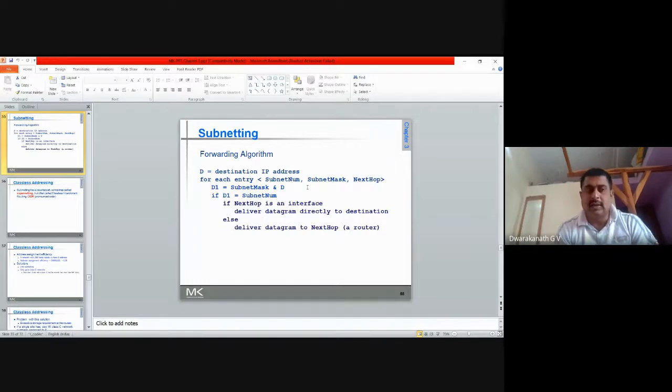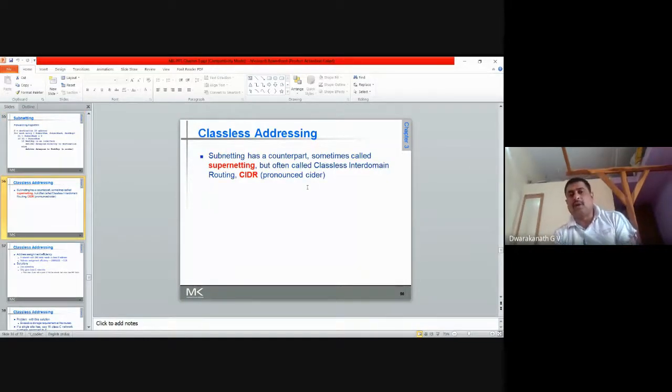Coming to the next important concept of today's network, that is classless addressing. Now, instead of subnetting, we are using classless addressing. Why classless addressing? What is the need for classless addressing? We'll discuss it in this particular session, and I will tell you the importance of classless addressing and how it can be done.